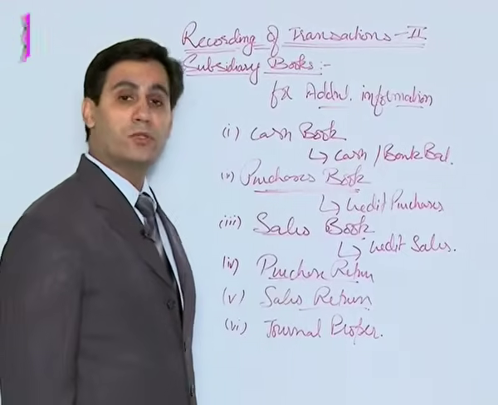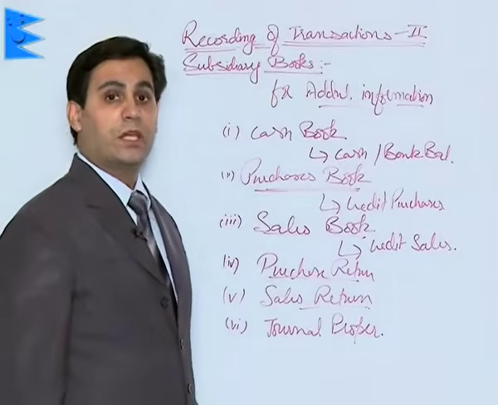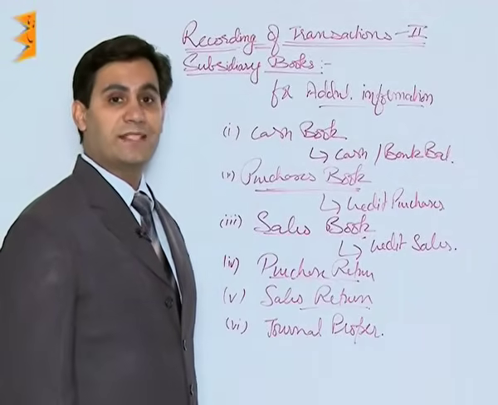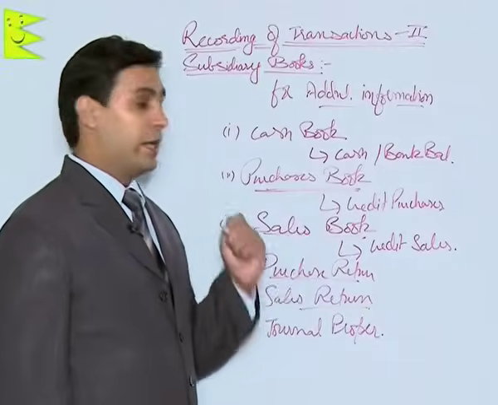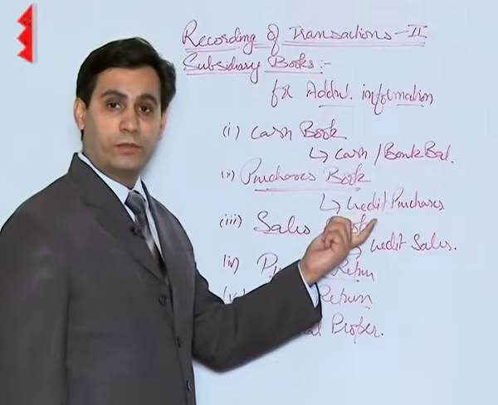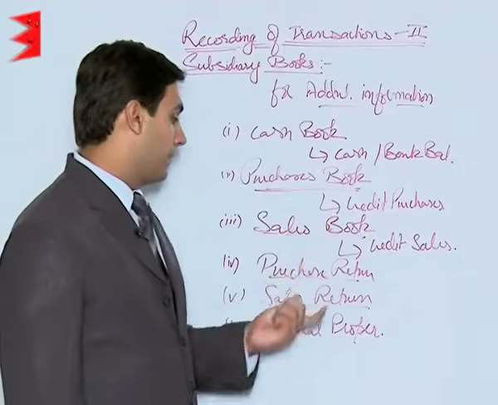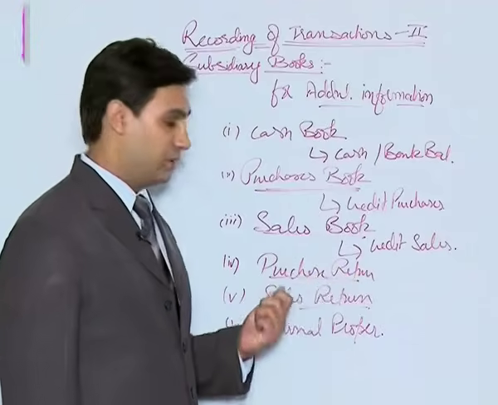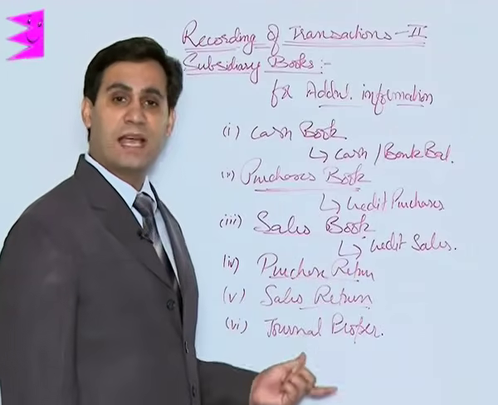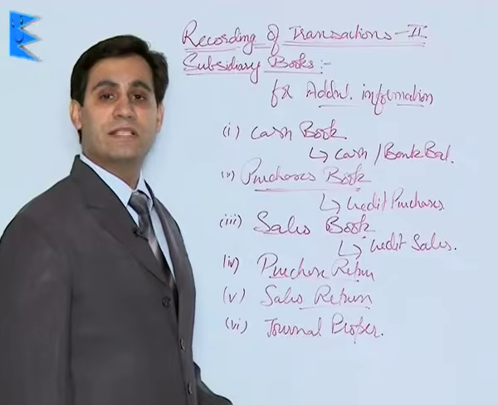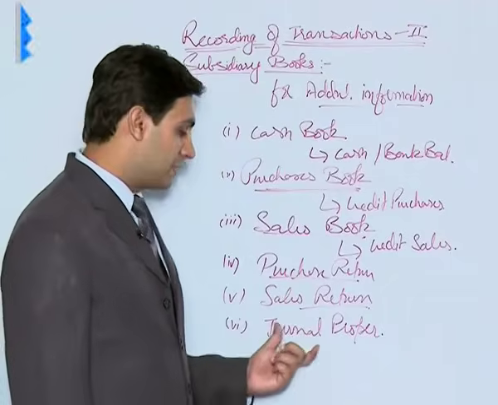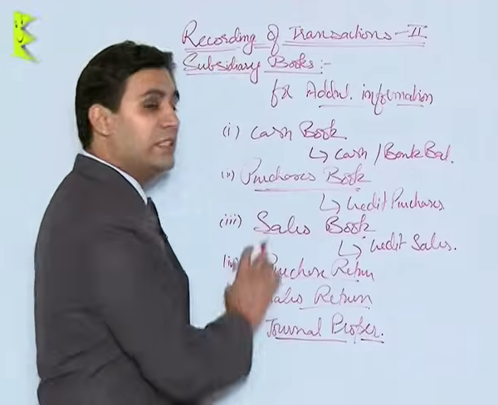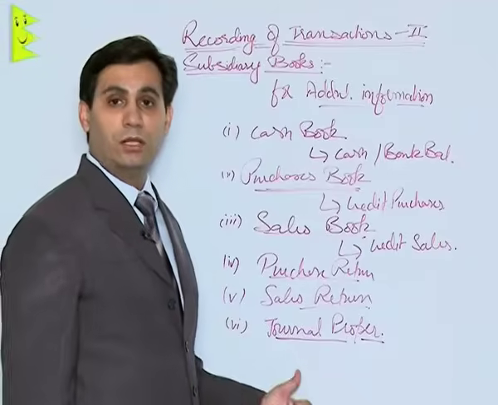Purchase book is used to record credit purchase of goods. Now what I mean is credit purchase of goods. Credit purchase of assets is not recorded here. It is only the goods that are recorded, and that also credit purchase. Similarly, we have sales book, which is used to record credit sale of goods. Purchase return and the sales return, as the name suggests, whatever returns we receive are recorded in these books. And lastly, we have journal proper, that is entries which are not recorded in any of these subsidiary books are recorded in journal proper.